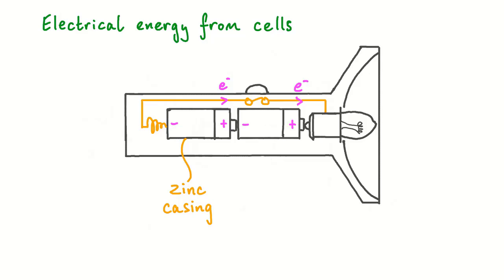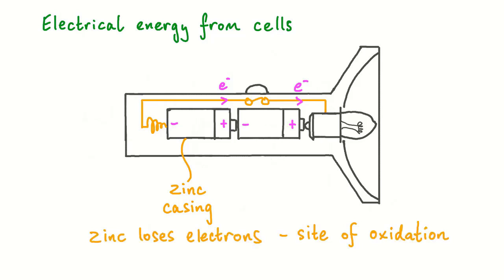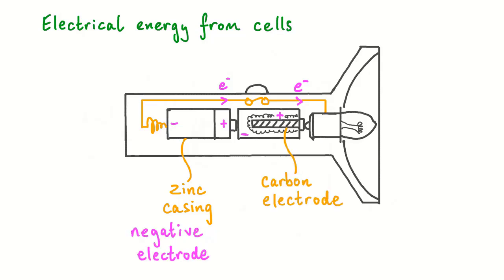Quite often, flashlights are powered by relatively cheap zinc-carbon cells. These cells have a zinc casing, and in the reactions that drive these cells, the zinc loses electrons. The zinc casing is therefore the site of oxidation. In a galvanic cell, the site of oxidation is the negative electrode. Sometimes this is also referred to as the anode.